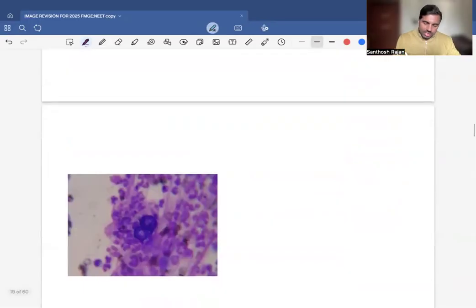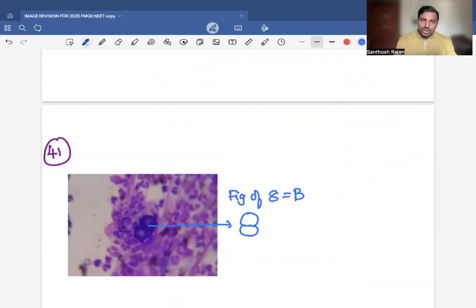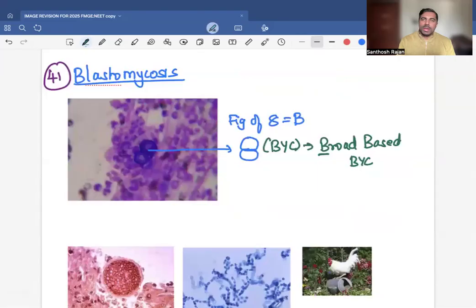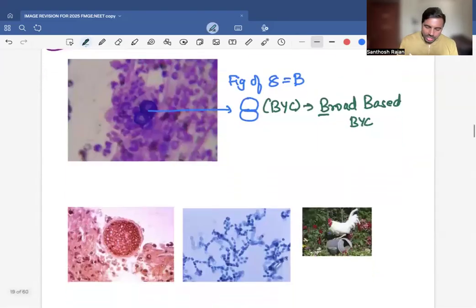Next one. Look at this. 41. The next dimorphic fungus, this itself gives you a clue. It looks like a figure of 8, and 8 looks like B. So this is blastomycosis, caused by Blastomyces dermatitidis. The budding yeast cell looks like this, and we call it broad-based. BB, broad-based budding yeast cell for blastomycosis. Here only the yeast form is important; the mold form is not. In dimorphic fungi, one question is sure, so you should know it without making any mistake.